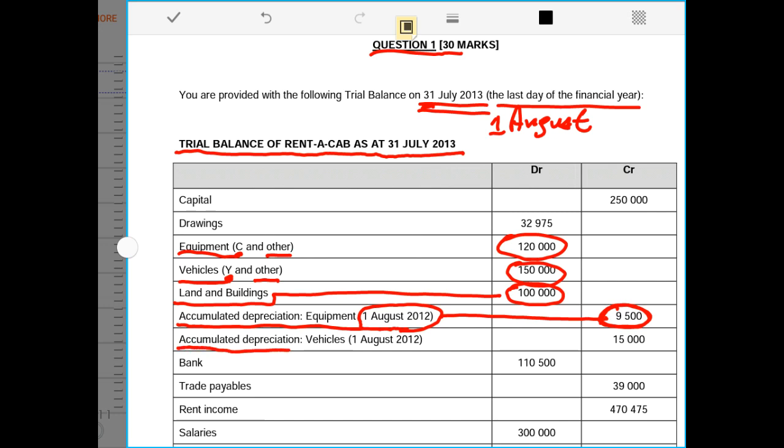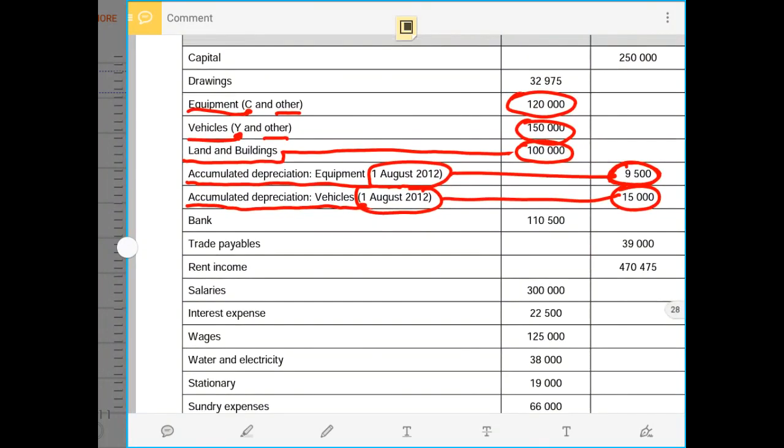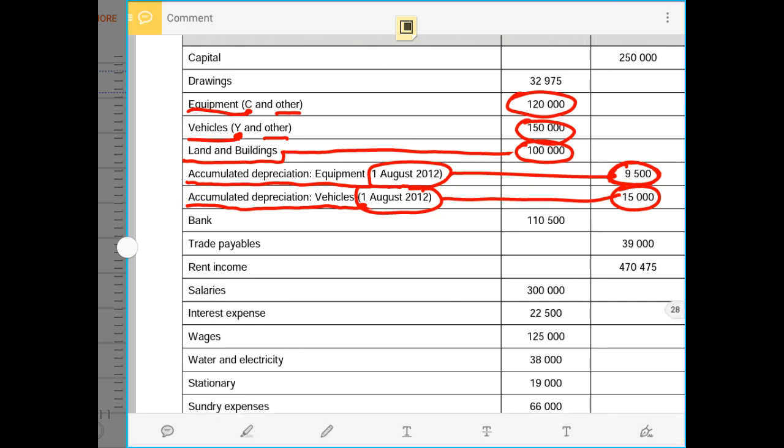Then we are given accumulated depreciation for our vehicles, also on the 1st of August 2012, indicating that the opening balance of accumulated depreciation for vehicles is 15,000. That will be recorded as an opening balance when we do the ledger account. So we have three assets: the first is equipment, the second is vehicles, and the third is land and building. For equipment and vehicles there was accumulated depreciation. However, for land and building we don't have accumulated depreciation. That should indicate that land and building does not depreciate, but we don't know that as yet. But most of the time land and building does not depreciate.